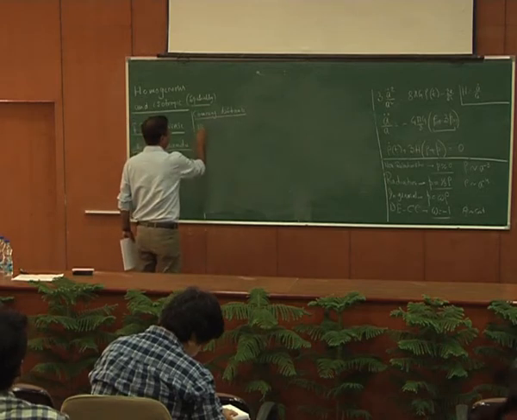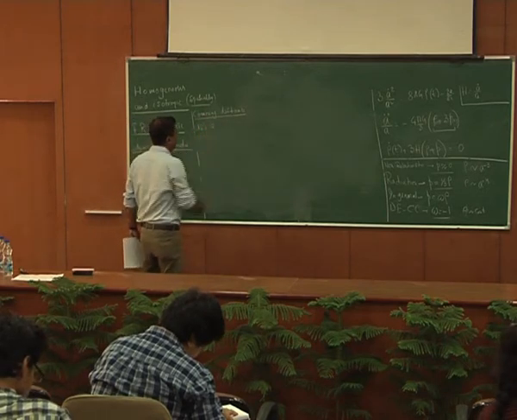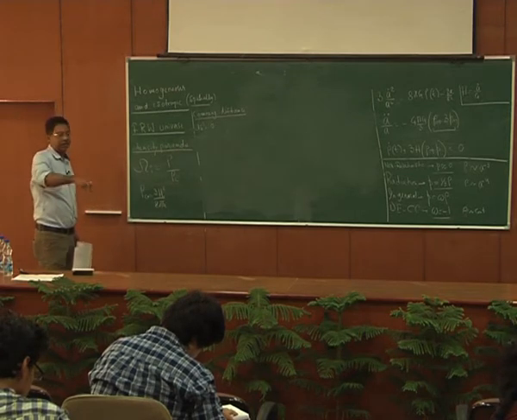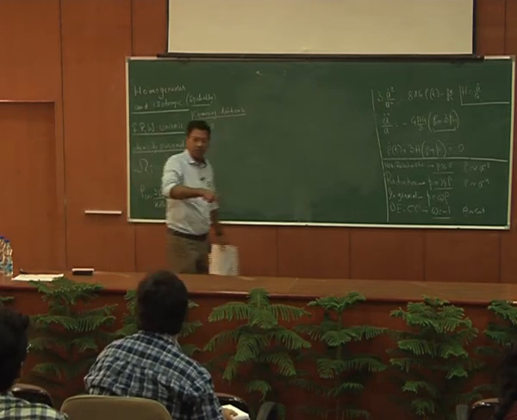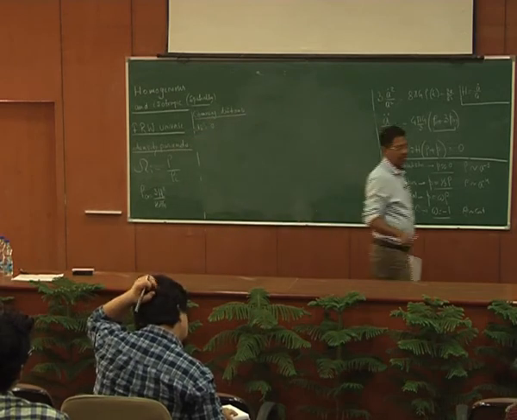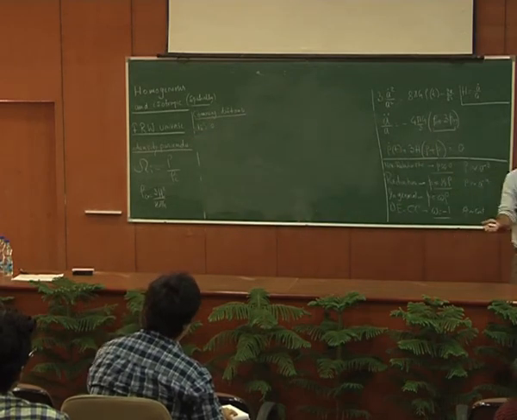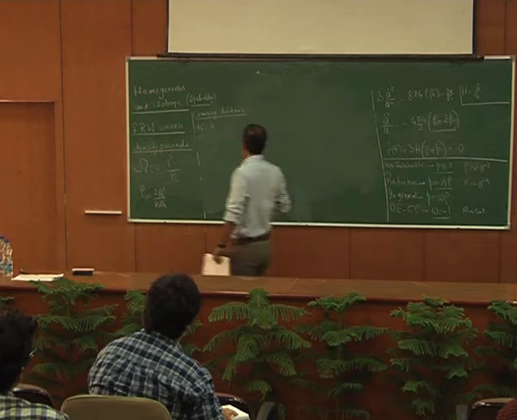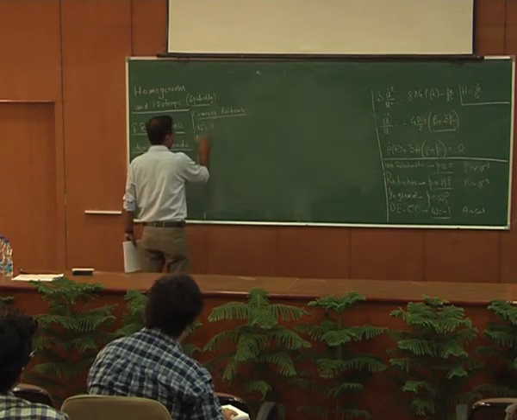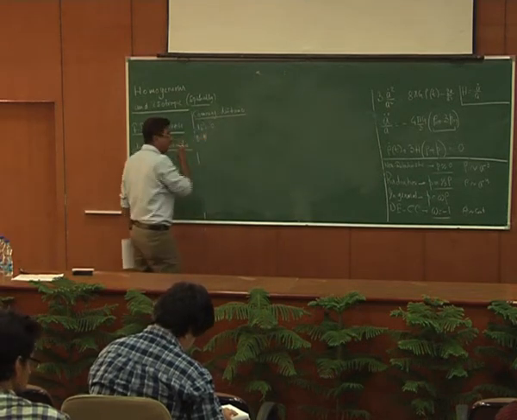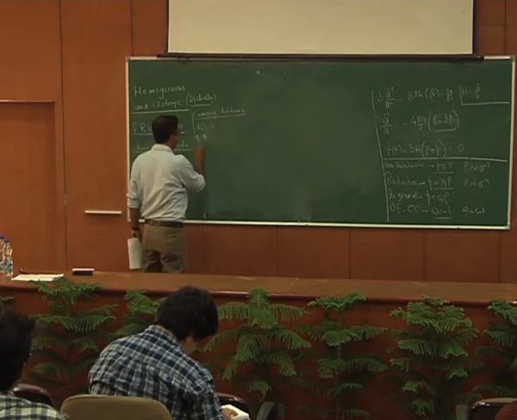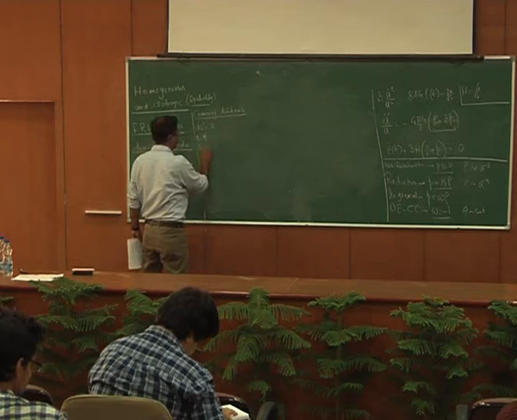So your ds squared is 0, and to make the calculation simple, we just take an equatorial plane, theta equal to pi by 2. But as you know, the universe is isotropic, so this result is equally valid for any other direction. So we just concentrate on this plane, and you assume that the photons are coming radially, so there is no change in phi. Phi is constant.